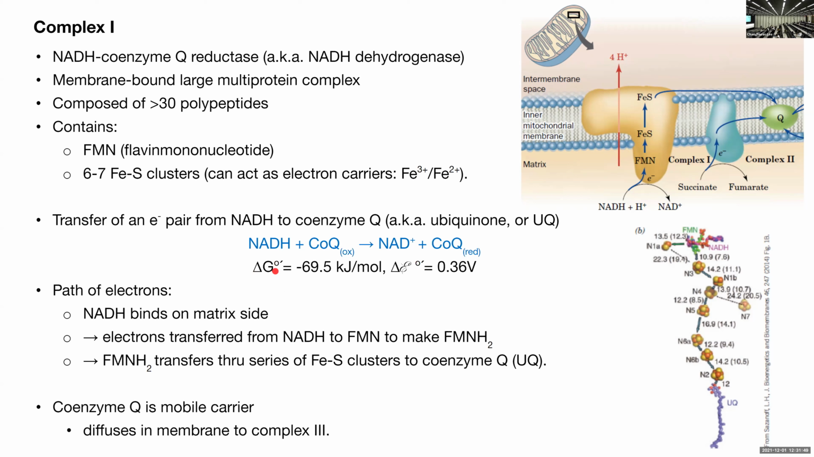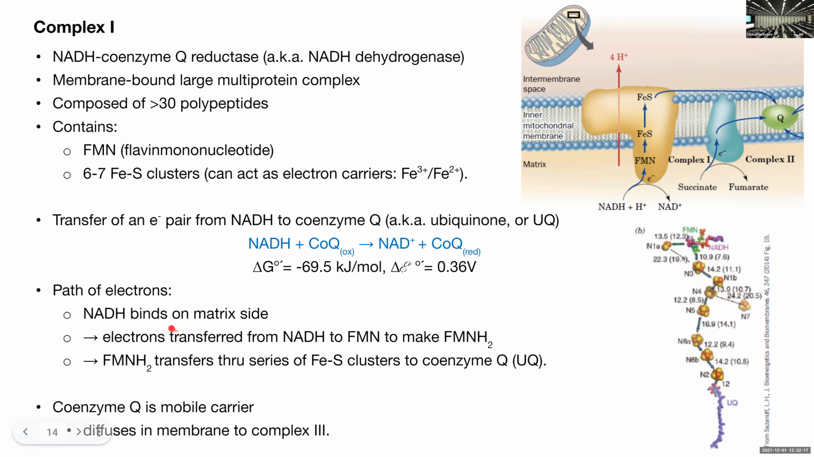And delta G naught is negative 69.5. So is it spontaneous or non-spontaneous? Spontaneous. I'm pretty sure you know the answer. And since delta G naught is negative, delta E naught prime will have a positive value, because of the relationship from the equation.